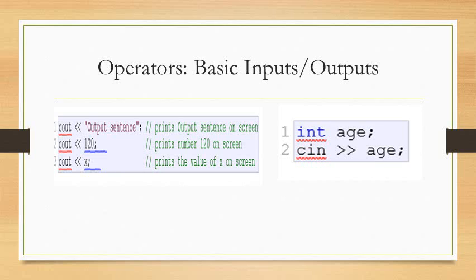Then the third one, cout x. This one will print the value of x on the screen. It's assumed that now x is declared as a valid variable name, and maybe some assignment or computation was made and the result assigned to it. Now you want to print it out, so it will print the value of that x on the screen. That's all.